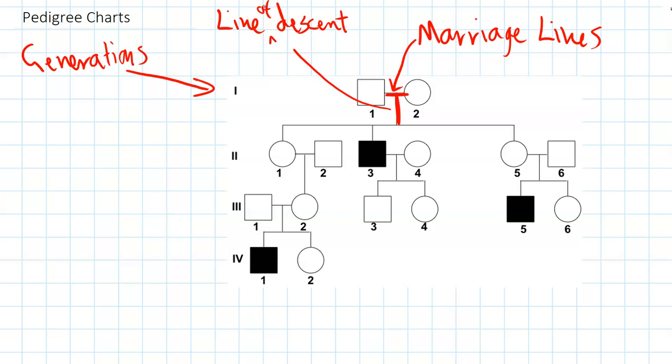After that, the horizontal line is showing all the children of that family, and it shows us that they're siblings. So that's called the sibling line.